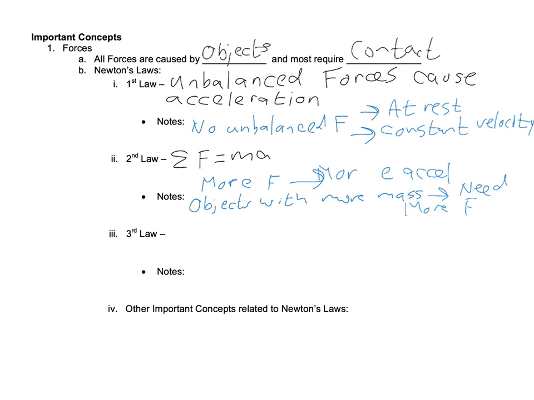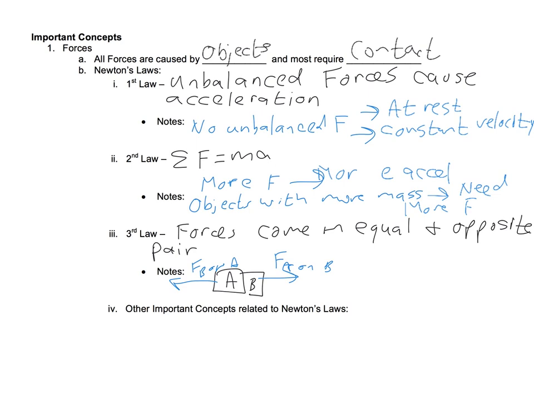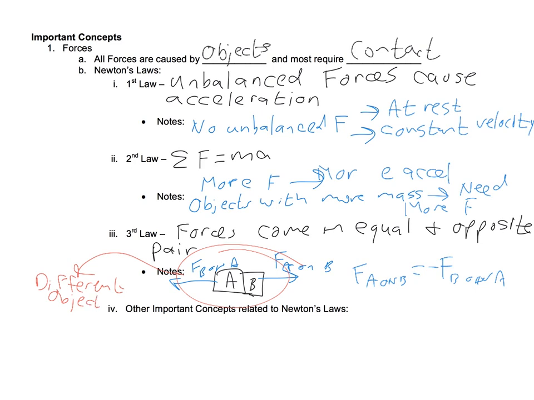Moving on to the third law here. So the third law tells us that forces come in equal and opposite pairs. So if we have our classic situation here where two objects are pushing on each other, object A and object B, we know that the force of A on B is going to be the opposite, so same magnitude but opposite direction, of the force of B on A. Keep in mind that these two forces that we're talking about, this third law pair, they act on different objects, okay? You will never have a third law pair where the forces are acting on the same object.